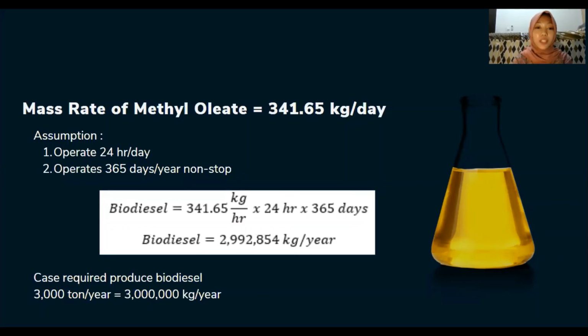So for the calculation per year, we need two assumptions. First, the equipment operates 24 hours per day, and second, the equipment operates 5 days per year non-stop. So the biodiesel that we get is around 2,992,000 kg per year. So it can be concluded that it is the same as the biodiesel required in this case, which is 3 million kg per year.